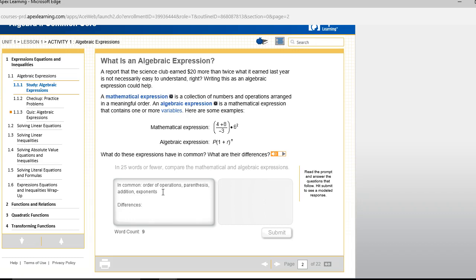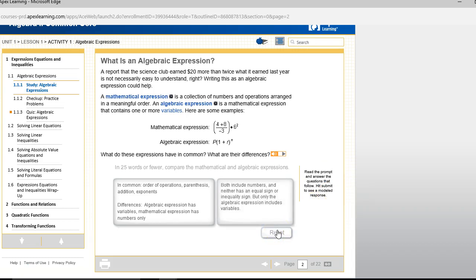Well, I see one has variables. The algebraic expression has variables. The mathematical expression does not. Mathematical expression has numbers only. All right, so there are some items they have in common and then differences. And then every time you complete, it gives you directions on how to interact.